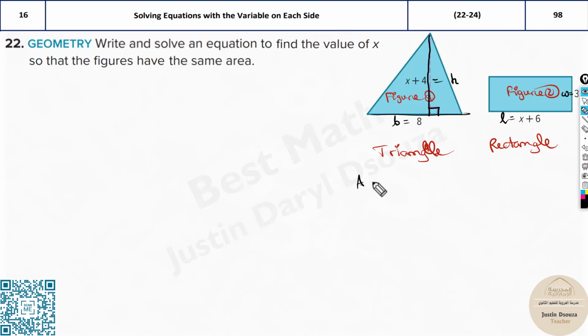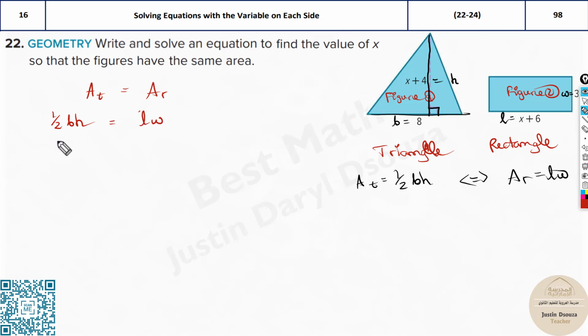So let me write the formula. Area of triangle will be equal to area of rectangle, right? And what are the areas? This is half base and height, whereas this is length into width. So they both are equal. So this is how we start solving it. Now I'll write properly what you need to write in your writing exam. You need to write area of triangle is equal to area of rectangle. Let's write the formulas. Half base into height will be equal to length into width.